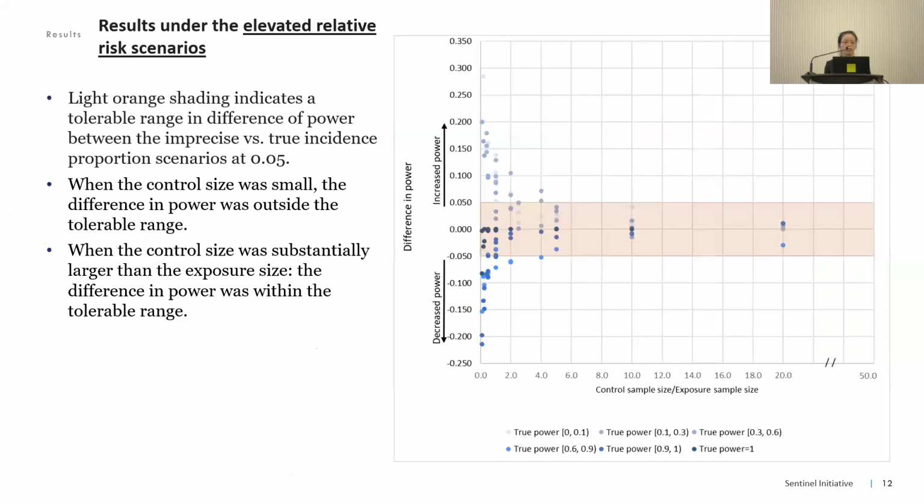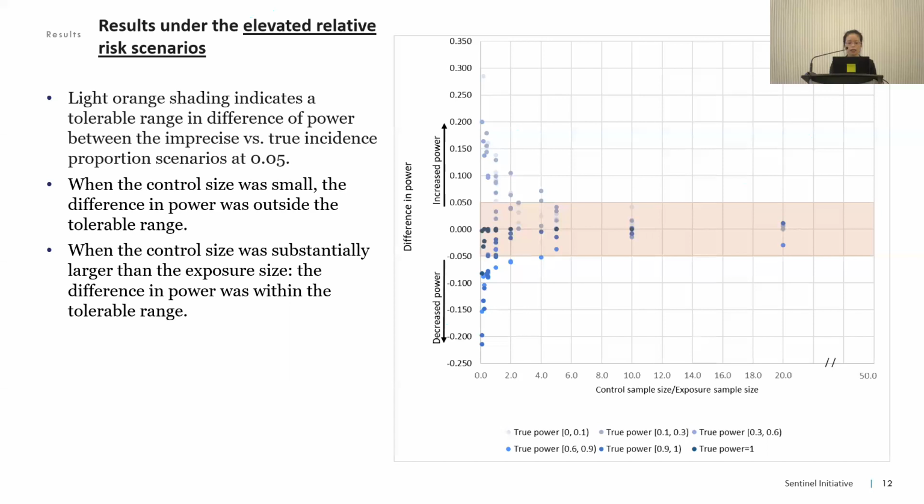So let's move to the second scenario, where we have the elevated relative risk scenario. The x-axis represents the ratio of the sample size between the control group and the exposure group, and the y-axis represents the difference in power for a particular node that we injected the risk into, between the imprecise background incident proportion and our base case. The shaded orange box represents the tolerable range in the difference in power, within 0.05.